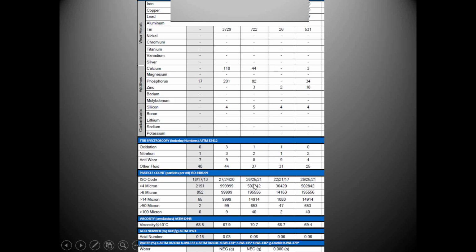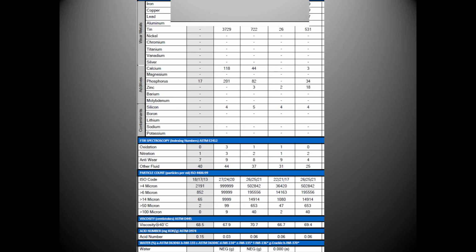But if we go back one step, when it's a 26, 25, 21, look how many particles are in here. There's nearly 15,000 particles larger than 4 microns or 14 microns in a 1 milliliter sample. Then you can see there's 653 particles here that are larger than 50 microns. This component here is not going to last very long.